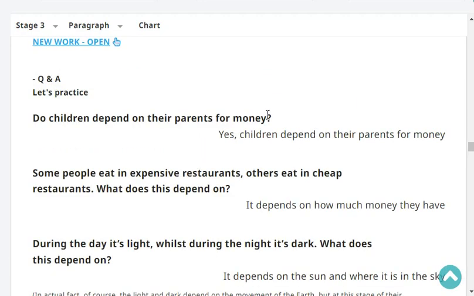Do children depend on their parents for money? Yes, children depend on their parents for money. Very good.